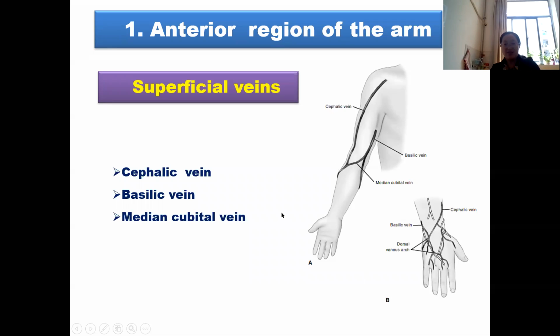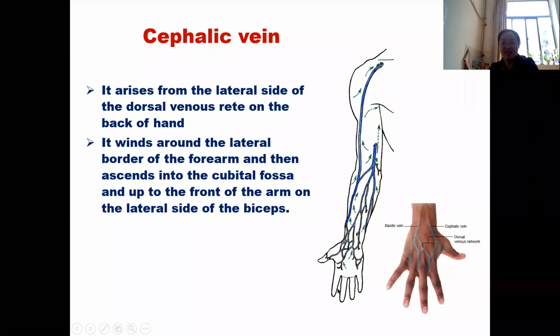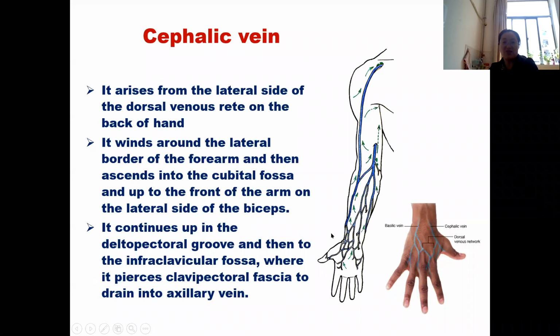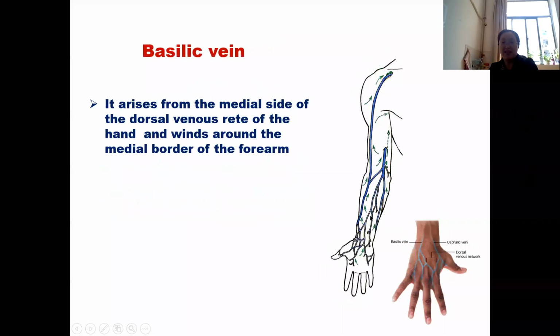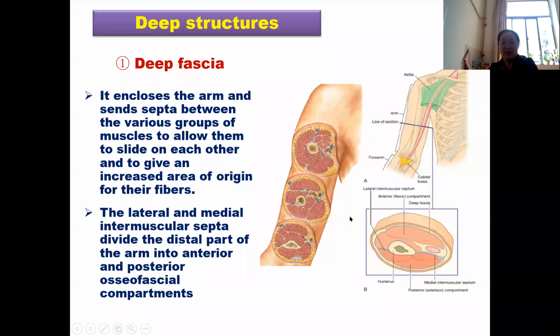Okay, so these are the superficial veins. We just repeat again, showing you this structure: the basilic vein, the median cubital vein. Deep structure: the superficial fascia also belongs to the superficial structure. Okay, the deep structure includes 4 muscles for the arm region.